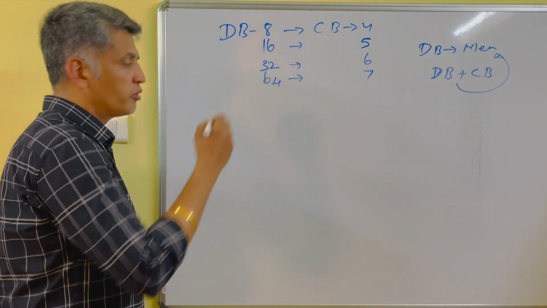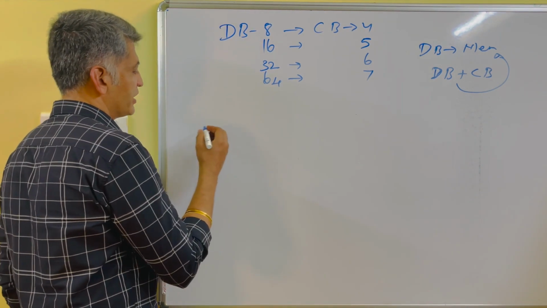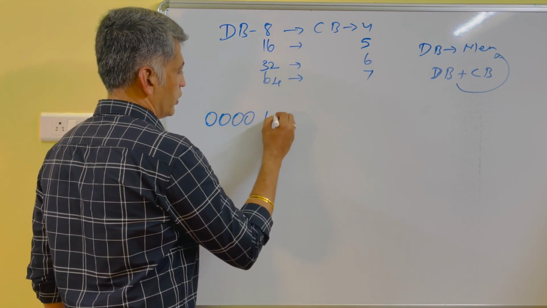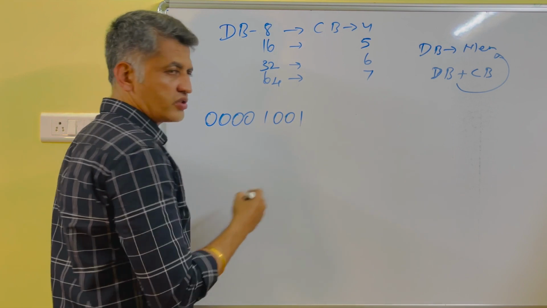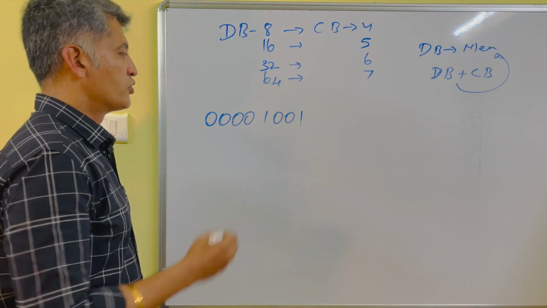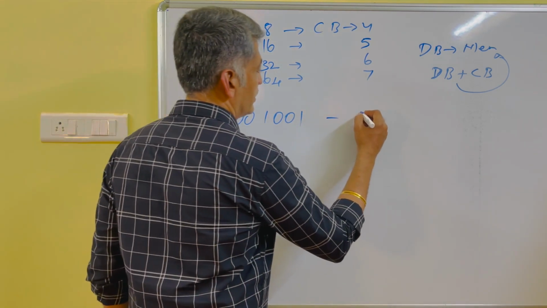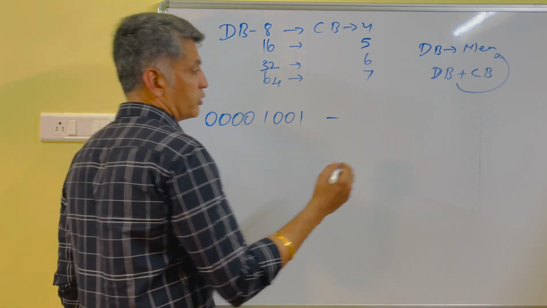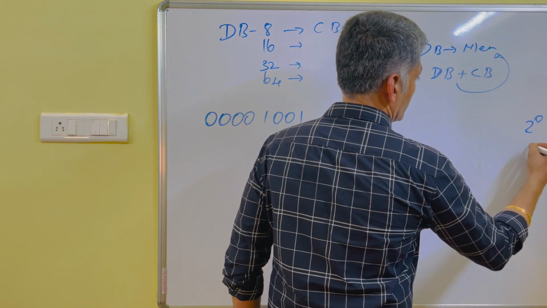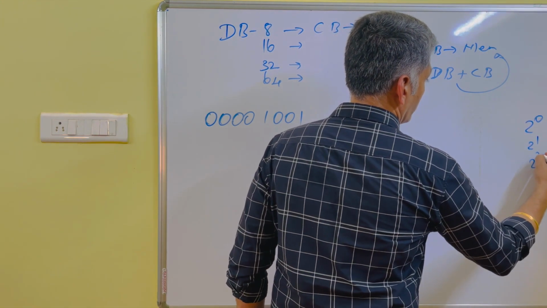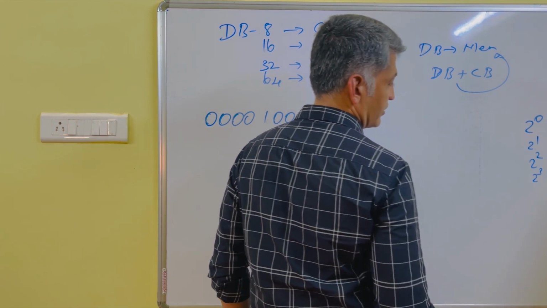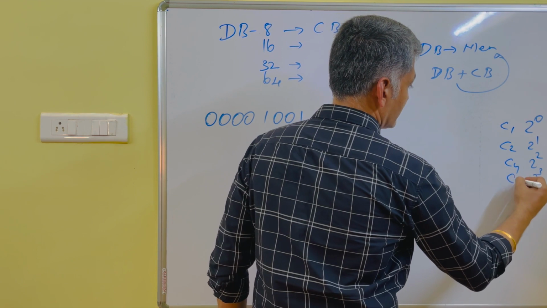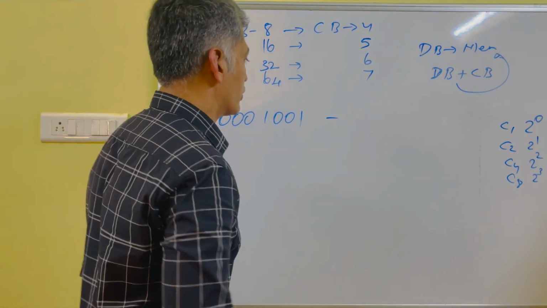Now how will it be positioned? For example, if I have data bits of 0 0 0 1 0 0 1, for this I need 4 check bits. So how can we position the check bits? For example, 2 to the power of 0, then 2 to the power of 1, 2 to the power of 2, then 2 to the power of 3. Automatically, check bit 1, then check bit 2, then check bit 4, then check bit 8. So this is how the positions will look.